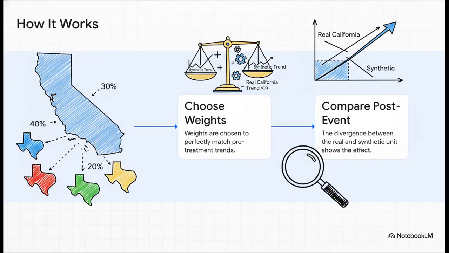Here's where the magic happens. An algorithm takes a whole bunch of other states, our potential controls, and creates a recipe, like a weighted average. It might decide synthetic California is 40% Texas, 25% Florida, 20% New York, and 15% Colorado. And it chooses those weights very specifically so that this new synthetic version perfectly mirrors the real California's trends on important things before the policy ever happened.